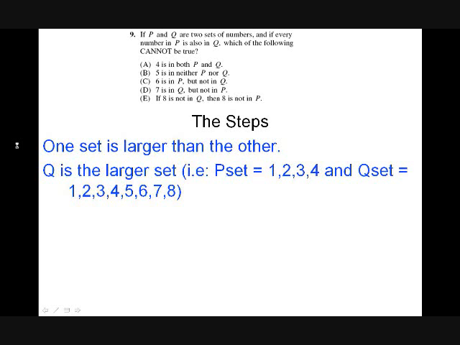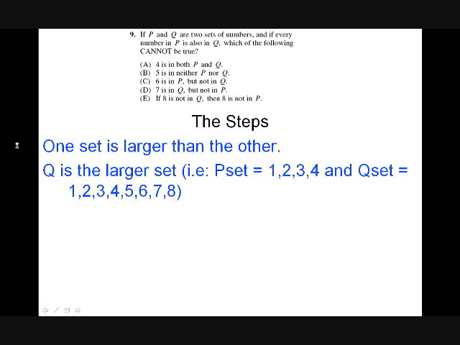So let's take a look at these answer choices and let's see which answer choices can actually be true, which ones can't. And we want to find the one that can't be true. So the first one we find that can't be true, that'll be our answer. So if we take a look at answer choice A, 4 is in both P and Q, we can just look at the numbers that we have in our example. And we can see that, yes, it is possible for the number 4 to be both in the P set and to be in the Q set.